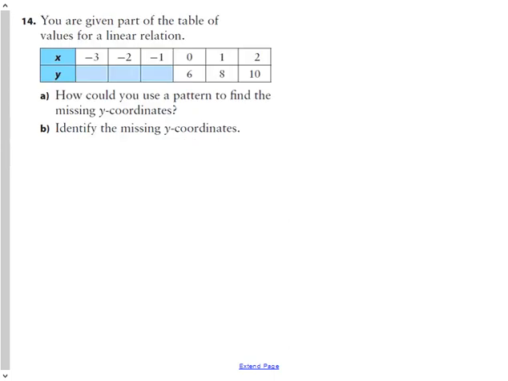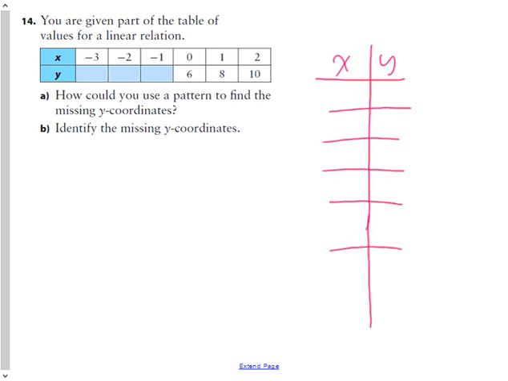Question 20, you're given part of a table. How could you use the pattern to find the missing coordinates? Now, I always like taking the table and reorganizing it like this because I see it better. That's just me. Maybe you like it the other way. So -3, -2, and -1, I don't know the y. But 0, 1, and 2, I do. It's 6, 8, and 10. So how could you find the missing coordinates?